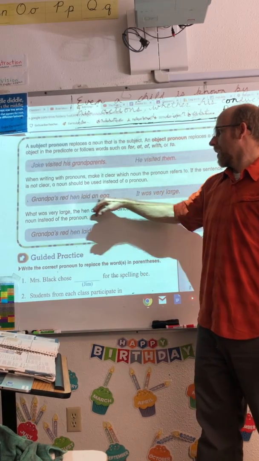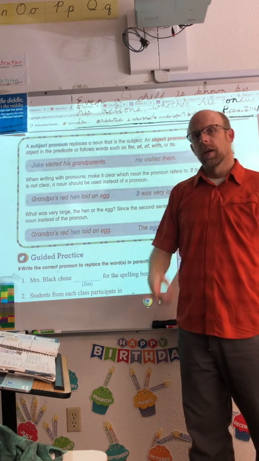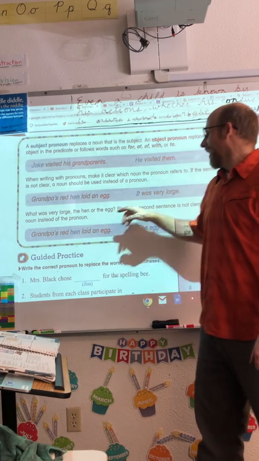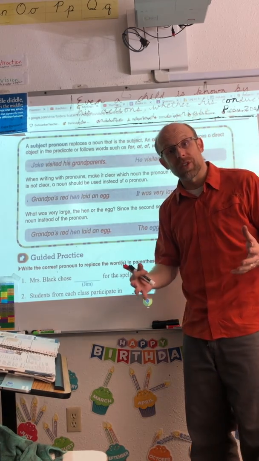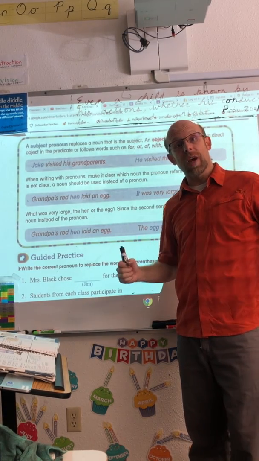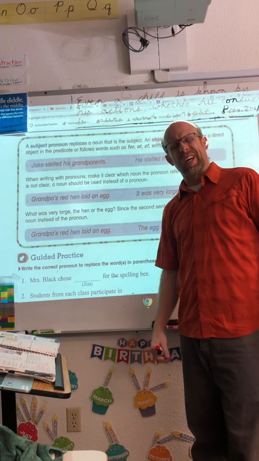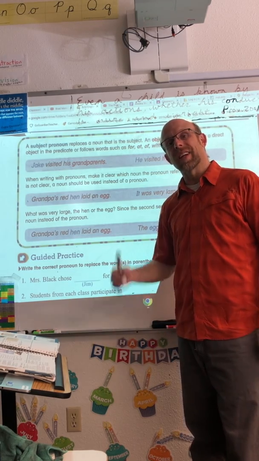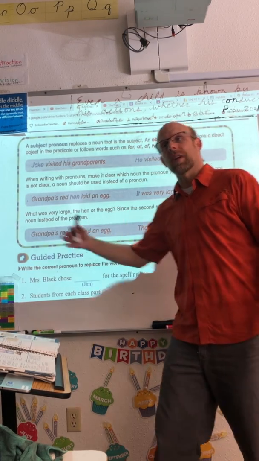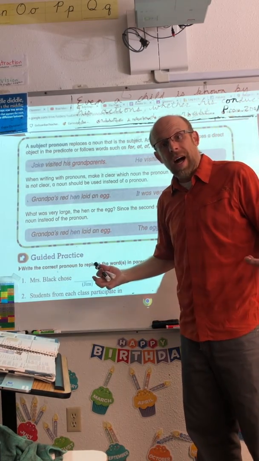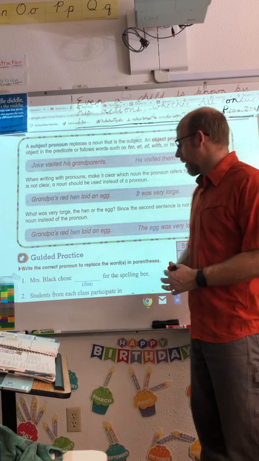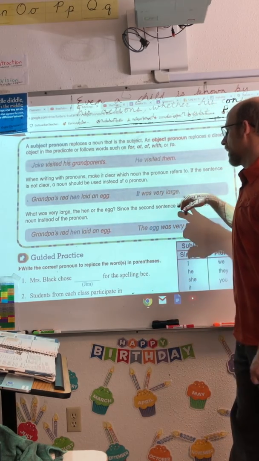Grandpa's red hen laid an egg, okay? Now this next sentence is kind of funny. This is like when we had that lesson where we said commas save lives. Let's eat grandma. Oh, that sounds bad. We don't want to eat grandma. Let's eat, comma, grandma. Like, let's go. So this is similar. Save lives. Don't use unclear pronouns. Okay, it was very large.